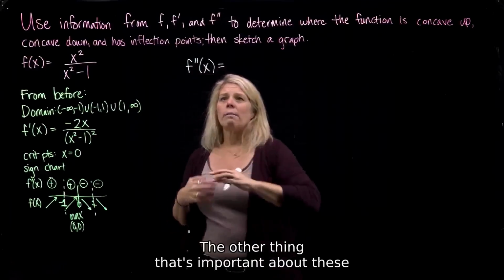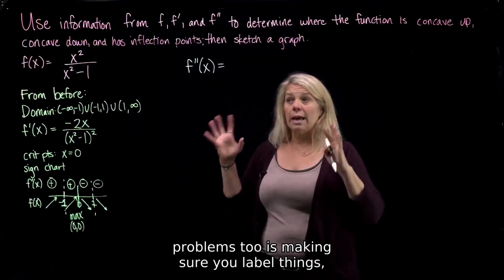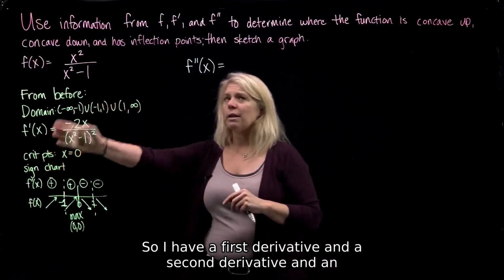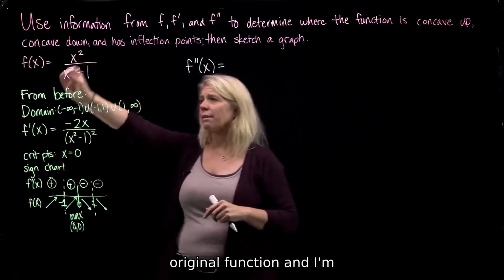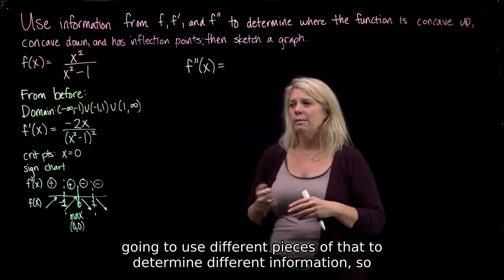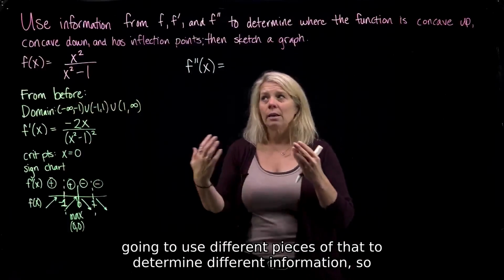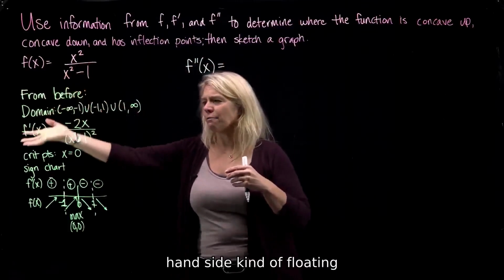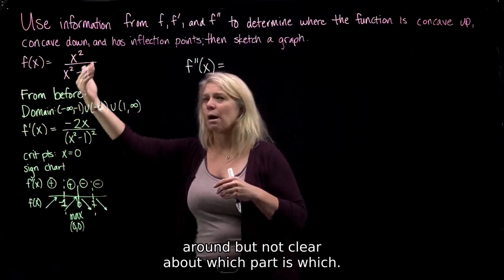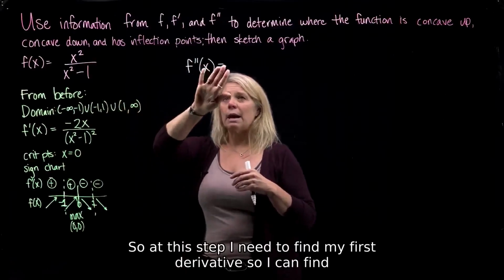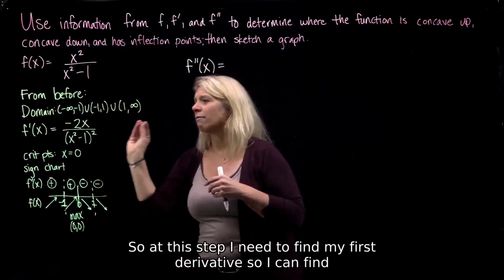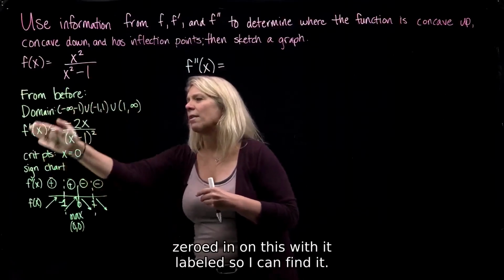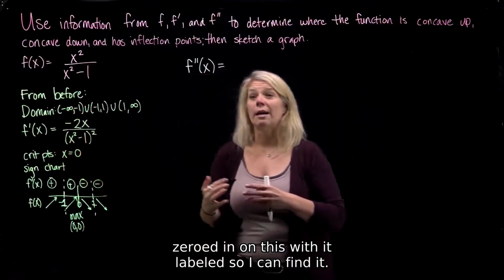The other thing that's important about these problems is making sure you label things. I have a first derivative and a second derivative and an original function, and I'm going to use different pieces of that to determine different information. So you want to make sure that you've labeled them and not just have the right-hand side floating around but not clear about which part is which. So at this step, I need to find my first derivative so I can find my second derivative. So I'm zeroed in on this with it labeled so I can find it.